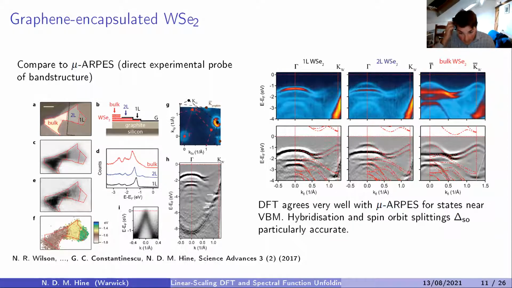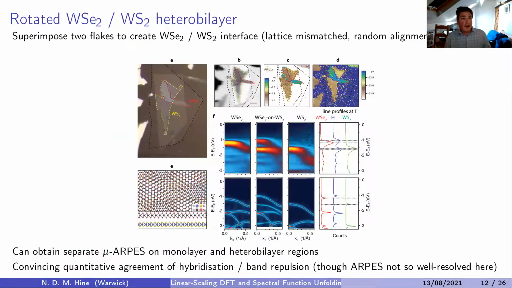We managed to show that the DFT results could, at least in the first few bands away from the Fermi level, agree very well with this micro-ARPES and demonstrate that the hybridization and the spin orbit splittings were very well matched to experiment. And so that then allows us to move on to work on heterobilayers. The group of Xiaodong Xu and David Cobden in Washington were fabricating these systems like WSe2, WS2 heterobilayers, and we were able to reproduce the hybridizations and the changes in effective mass upon the construction of this heterobilayer.